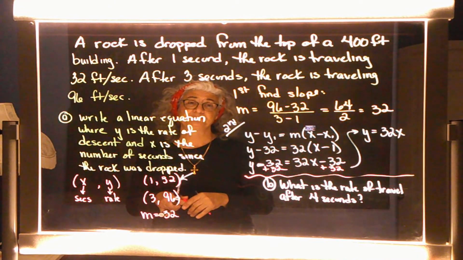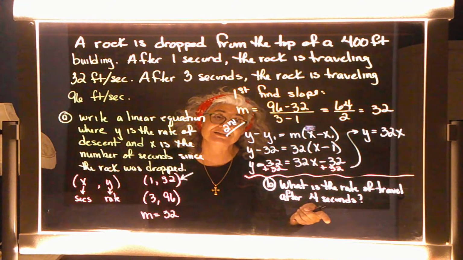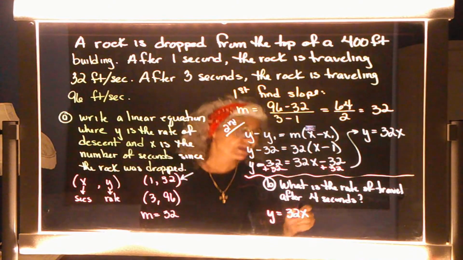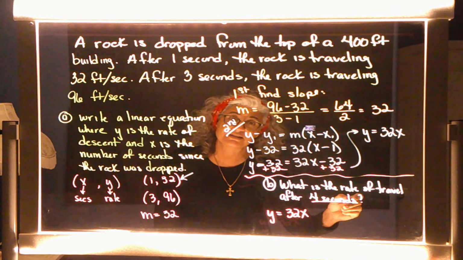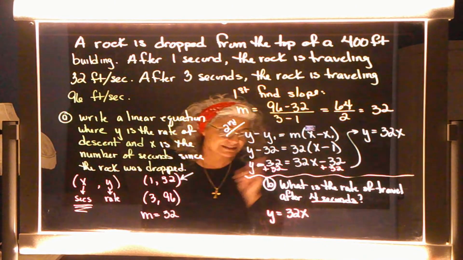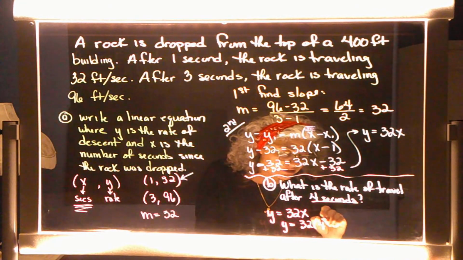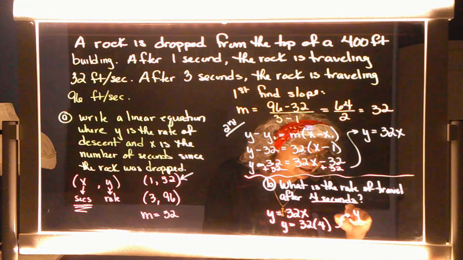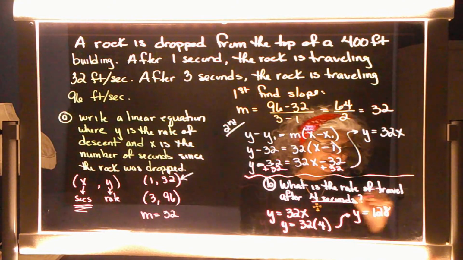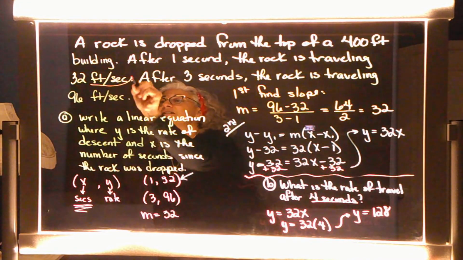That's it. Now there's a part B. Part B says, well, what's the rate of travel after 4 seconds? Well, I have the equation, don't I? 4 seconds is time, isn't it? And isn't that the x? So what do you think you're going to do? Good, plug it in. So I'm going to have y equals 32 times 4, which means y equals, I know you guys got your calculators out. Good, 128. What's the units? 128 what? Yep, feet per second.